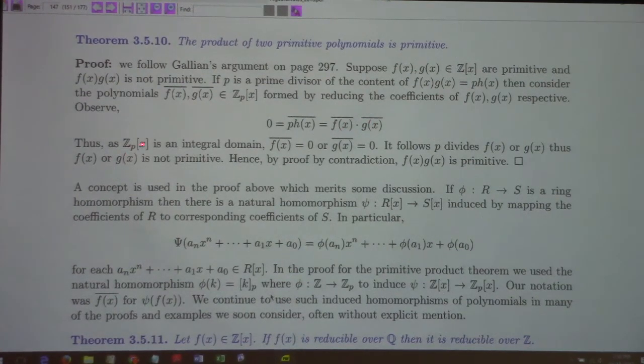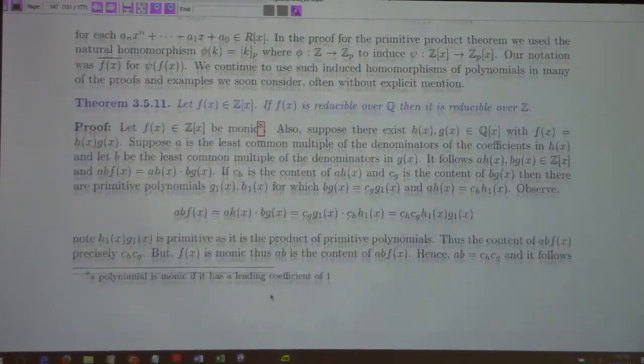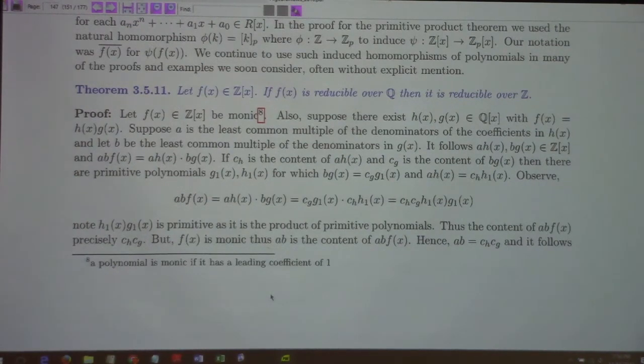But the thing is, Z_p[x] is an integral domain. So I got a product of two things equal to 0 in an integral domain. Well, that means either that's 0 or that's 0, which is to say that either p divides that or p divides that, which contradicts those being primitive. So, all right. Exciting, I know. Let's see here. So theorem, here's where it's actually interesting. Let f be a polynomial with integer coefficients, then f is reducible over Q if it's reducible over Z.